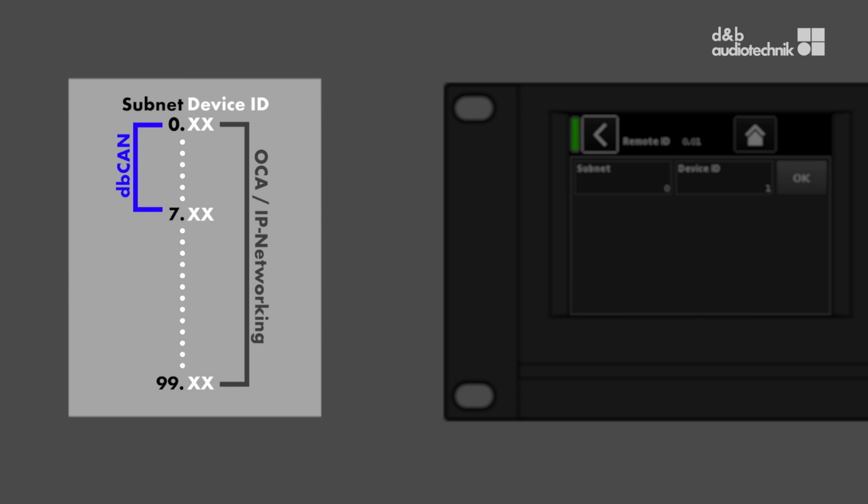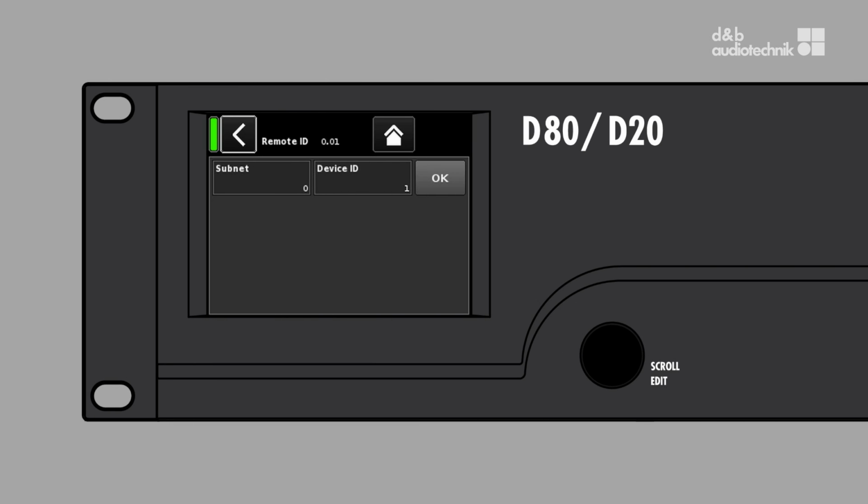The device ID part of the remote ID has an identical range for both protocols and can be set from 1 to 63. To change the remote ID, just tap the relevant button and change the value by turning the rotary encoder.